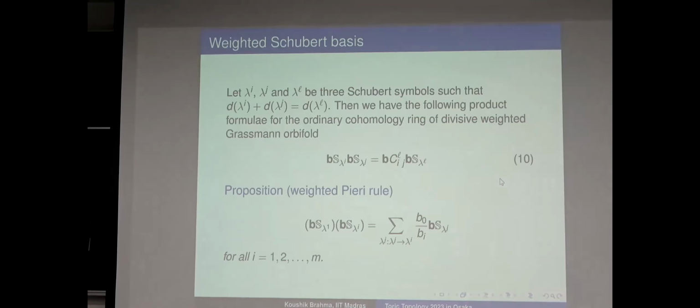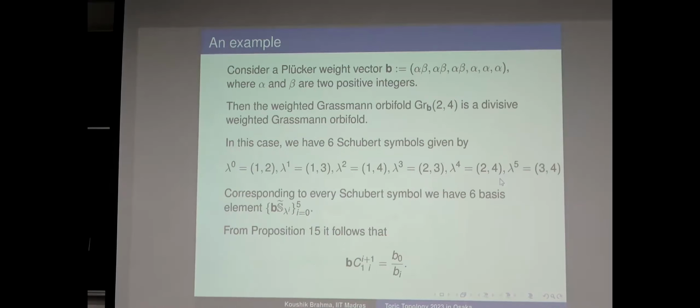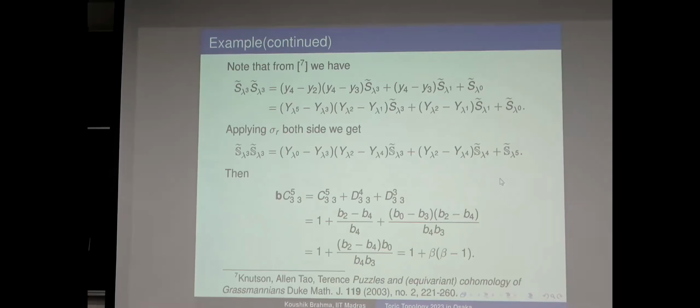What will be the structure constant like B_{i,i+1}? The first one is B0 plus B0 by Bi. And for the remaining structure constants, we need the help of the paper by Knudsen and Tau. They have computed these structure constants for the ordinary Grassmannian, with S tilde lambda 3 as the basis considered in that paper. S tilde lambda 3 times S tilde lambda 3 can be written like this by their paper.